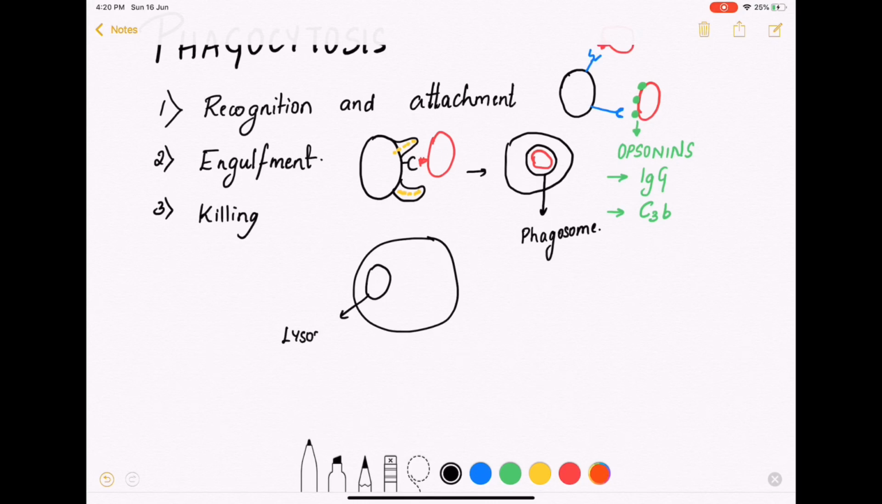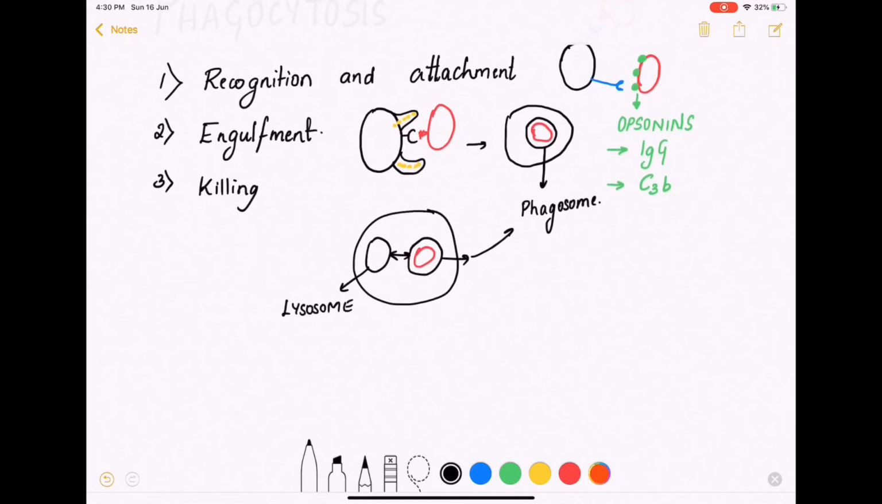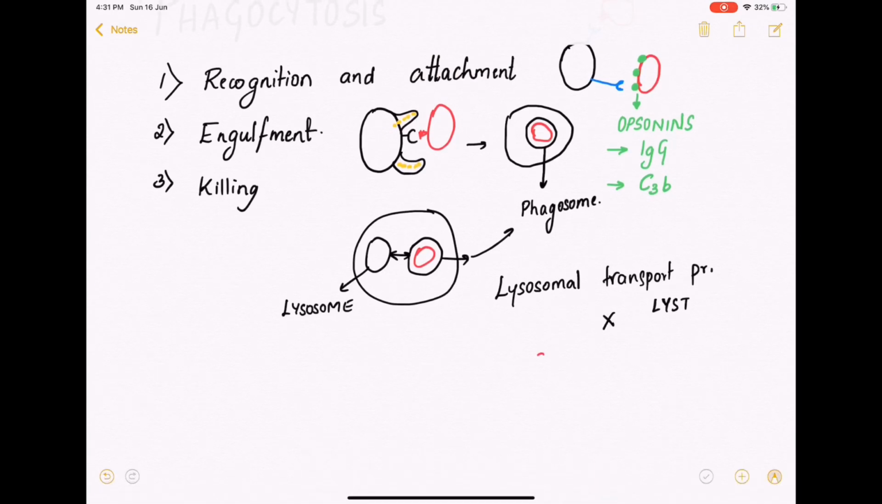So this is a lysosome. And let's say this is a phagosome. There is a fusion of this. For this fusion of the phagosome and the lysosome, we need a protein which is called lysosomal transport protein, also called LYST protein. So when there is deficiency of this, it results in Chediak-Higashi syndrome.